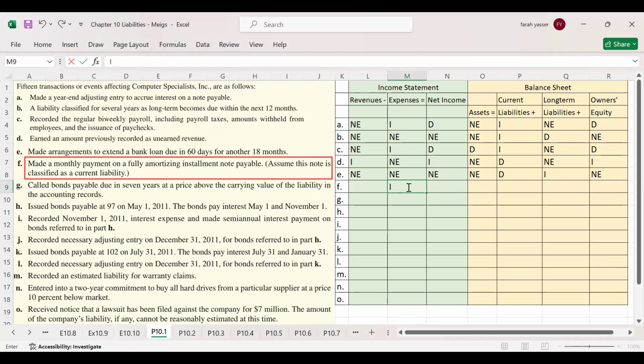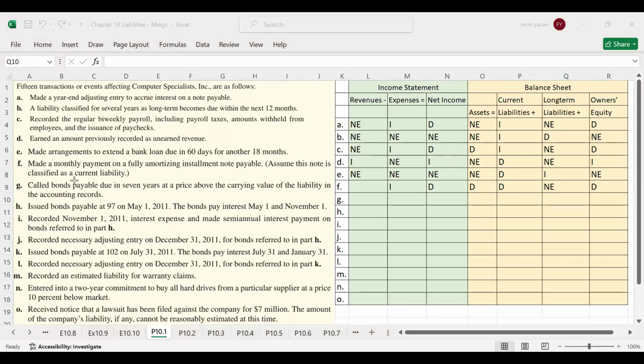then because interest is increased, net income will also be decreased, and the same impact will be on the owner's equity, it will decrease. Then as it is a monthly payment, this means that cash will be decreased, or in other words you can say asset will be decreased, and it is a payment on a current liability, so current liability will also be decreased. There's no impact on long term liabilities.